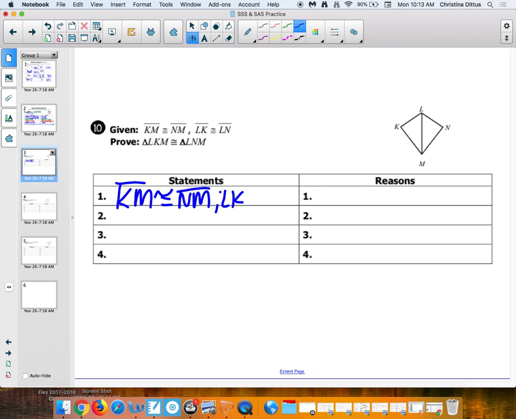And LK is congruent to LN. And the only reason I know that is because it's given. So I wrote my given down, and now I look at my picture and it is empty. So let's mark it with the stuff we were given. KM and NM we were given, and then LK and LN we were given.